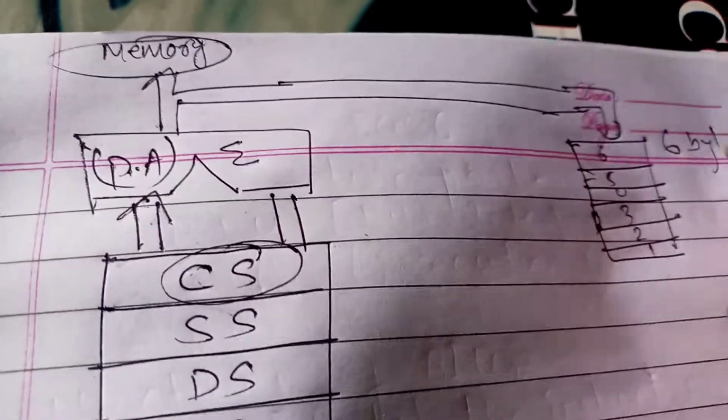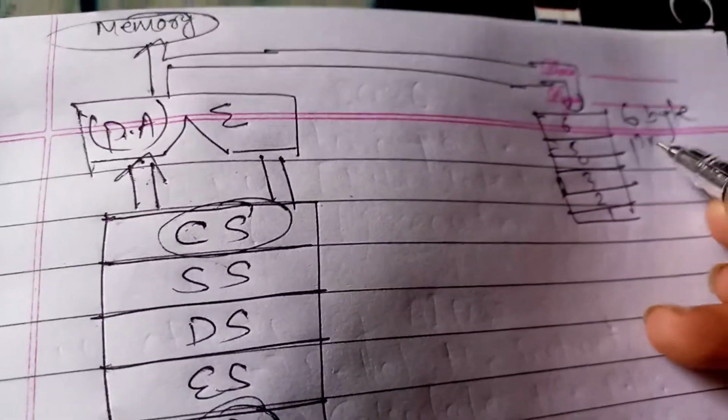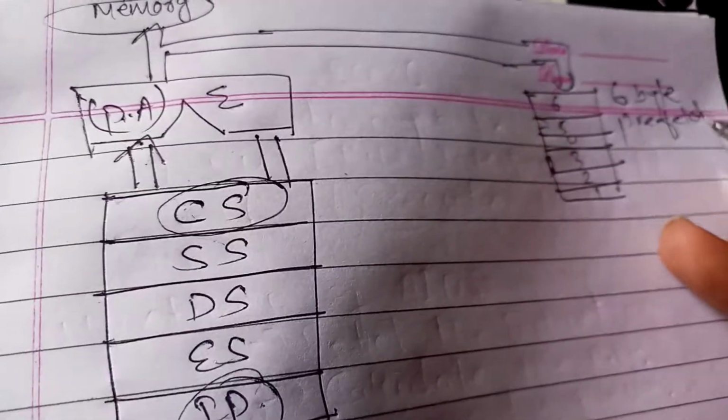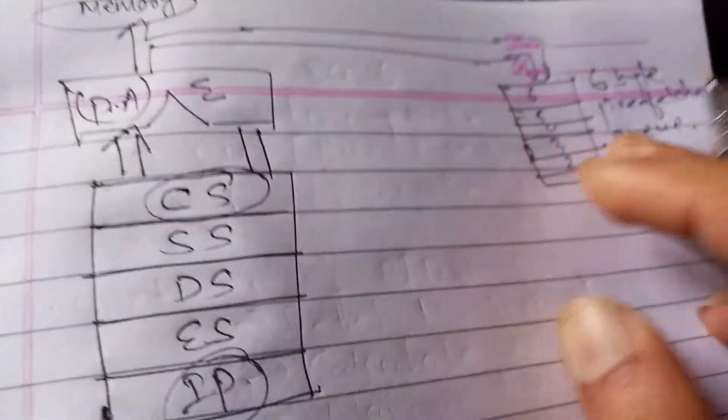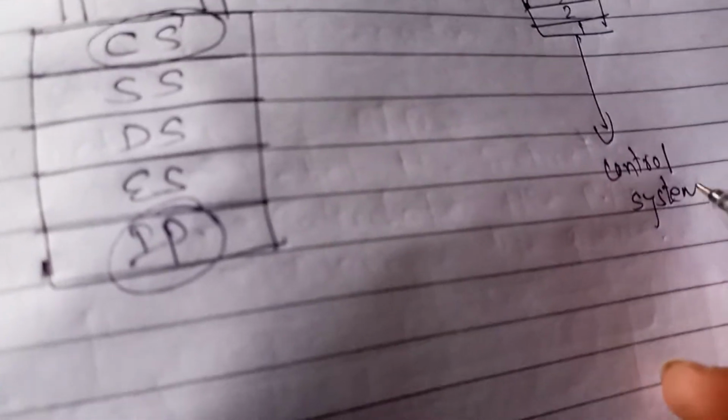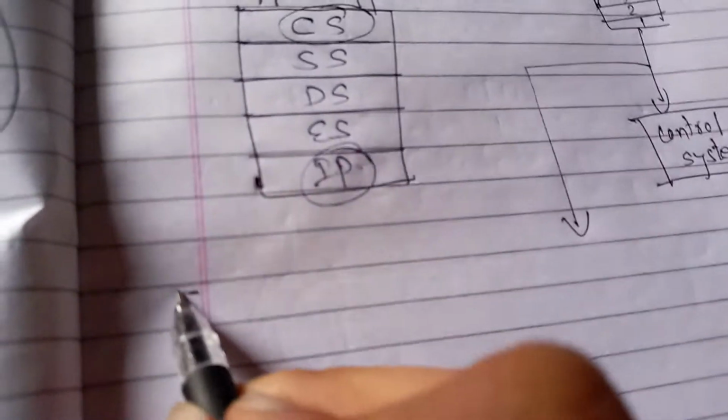In a microprocessor there will be a 6 byte prefetch queue. Understood? And this queue will be sent towards the control system, or control unit, or anything you can call it, and this will be moved towards the data bus.